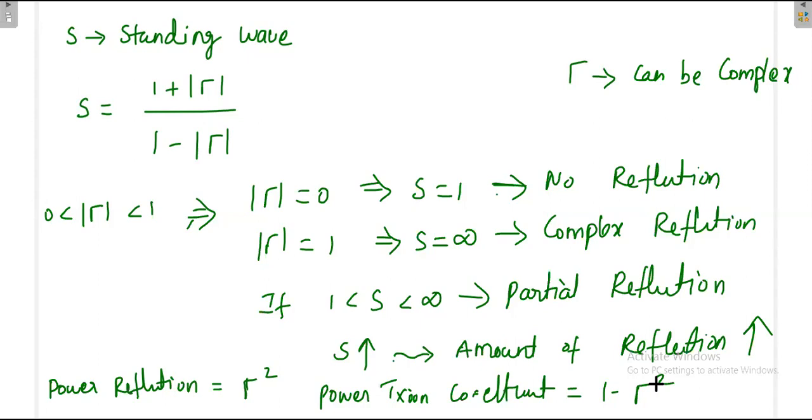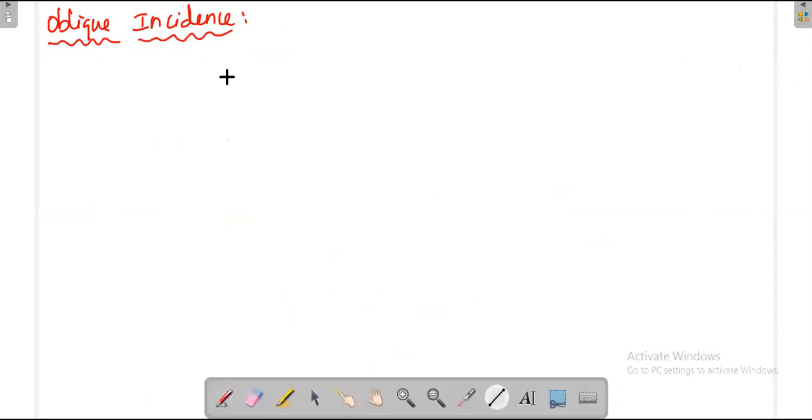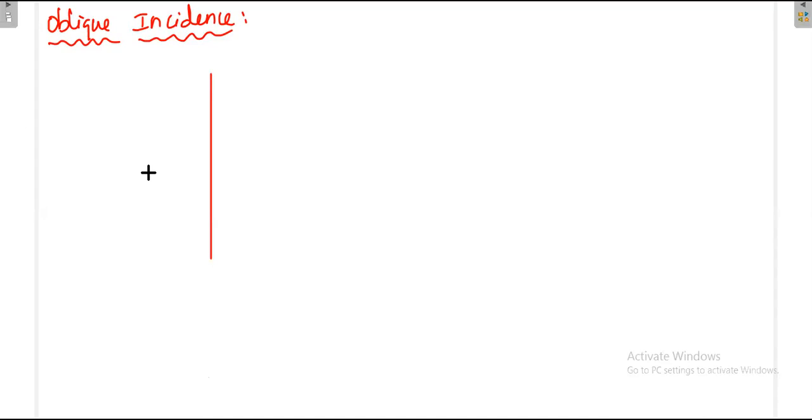Next we'll see oblique incidence. Whenever you are going from one medium to another medium, if the angle of incidence is other than 90 degrees, that is the case we will consider.